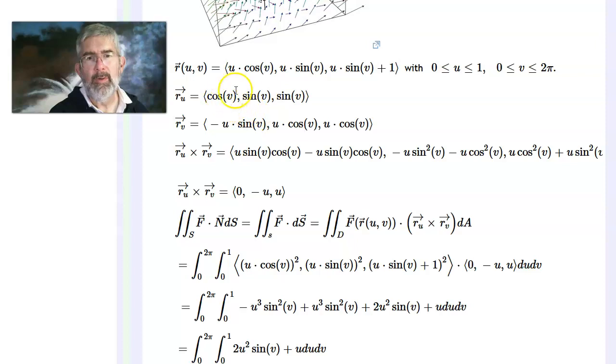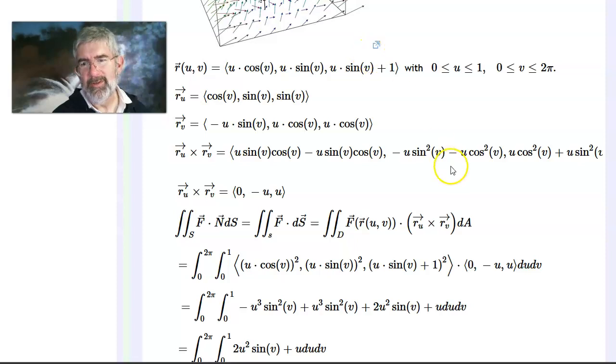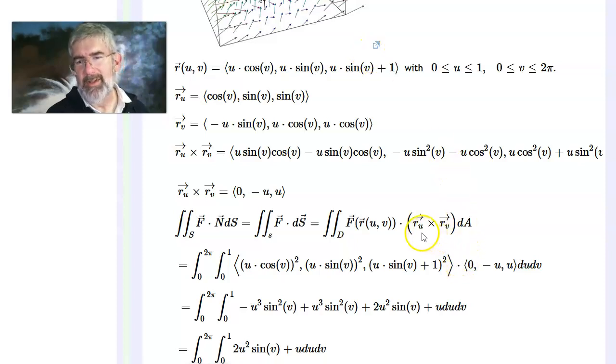Sorry, that was the wrong one to look at. This was r, so this x component squared, and then this is the y component up here squared, and this is the z component from the parameterization squared. Be careful I don't look at the derivatives when I want the actual function. And I'm dotting that now with ru crossed with rv, which we already determined was that. And this is du dv, where u goes from 0 to 1 and v goes from 0 to 2 pi.